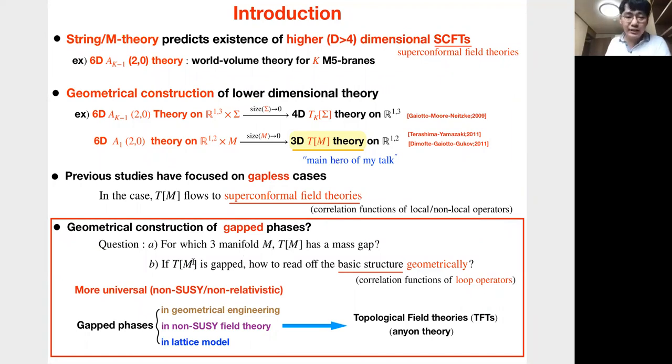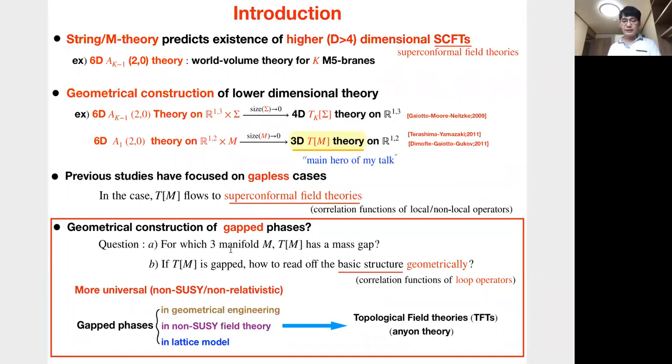Then, if the 3D theory has a mass gap, how do we read off the basic structure of this gapped phase from the geometric side, over the internal manifold? In the gapped phase, which is described by topological field theory in 3D, the physical observables are the correlation functions of loop operators. There are no non-trivial local operators, and the only important physical observable is the correlation function of loop operators. This is the main question of my talk.